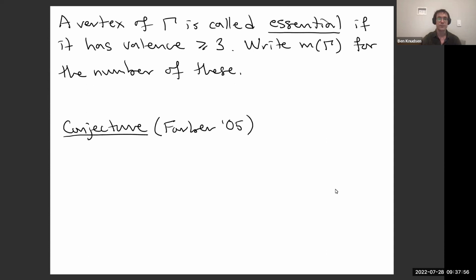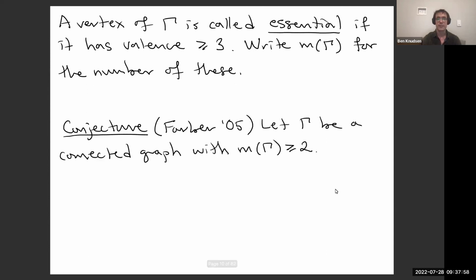Farber's conjecture from 2005 says if you have a connected graph that has at least 2 of these essential vertices, the case where there's one essential vertex is pretty easy to deal with. In that case, it turns out that the configuration space itself has the homotopy type of a graph. And so you can totally understand TC when there's only one essential vertex by studying that graph. So this is not an essential restriction. This is just restricting to the situation where it's not immediate.